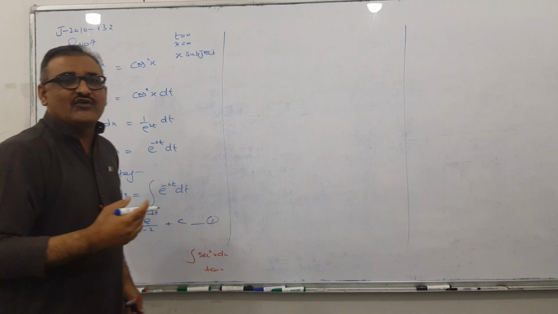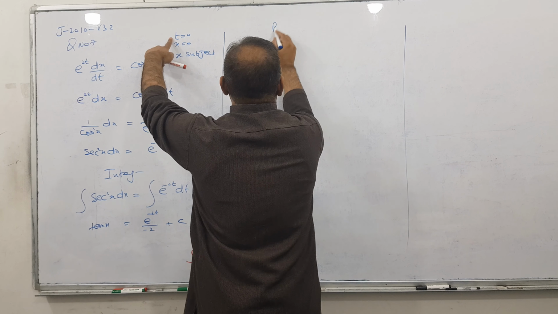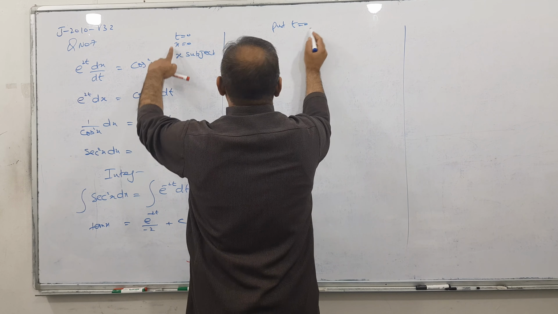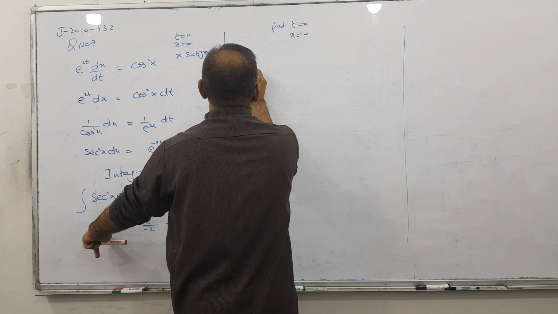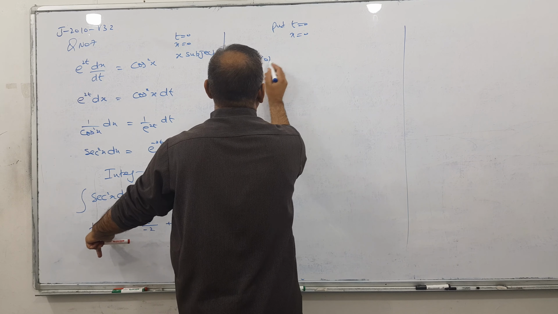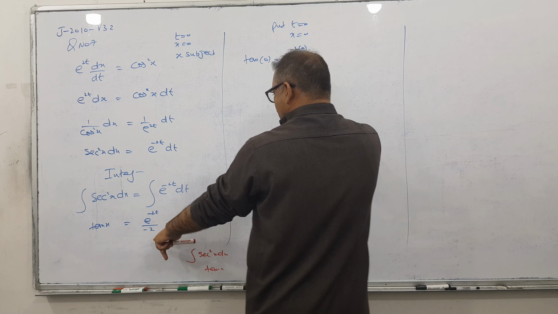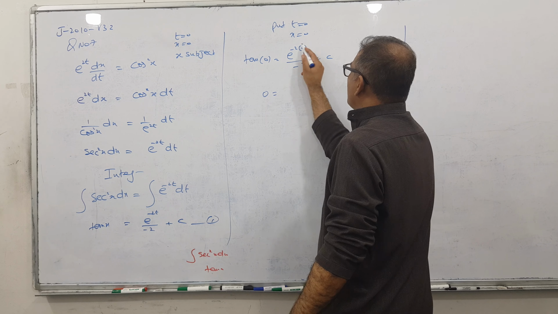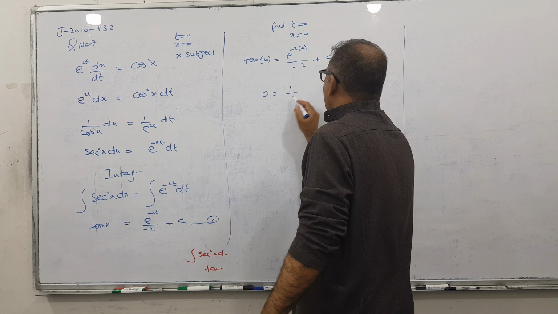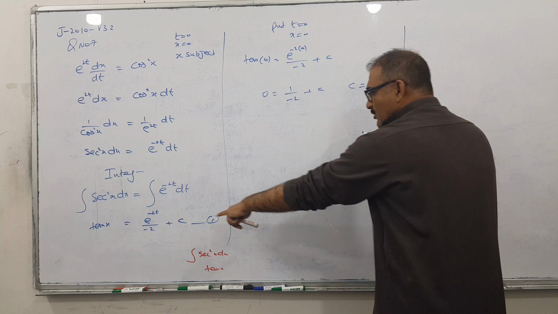So let's try to fill in the values. What values do we have? You can see t is 0 and x is 0. So let's see what happens. When 0 comes here, tan 0 here. And similarly, e to power minus 2 times 0 by minus 2. This becomes 0, and something to power 0 is 1. So I get this thing. So c is equal to half. Put this value back in 1.